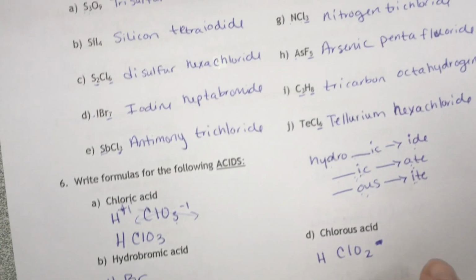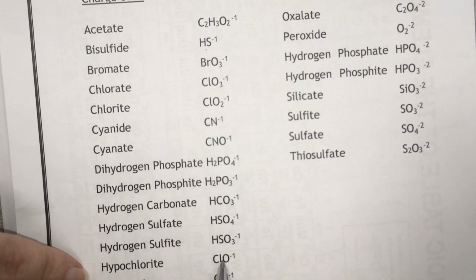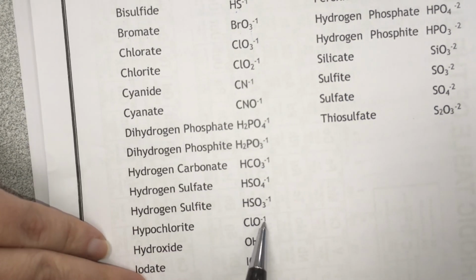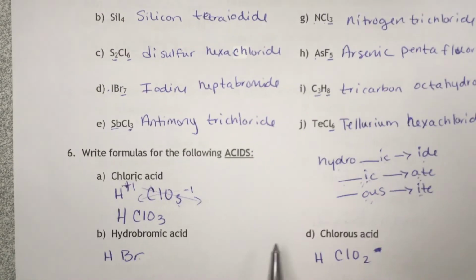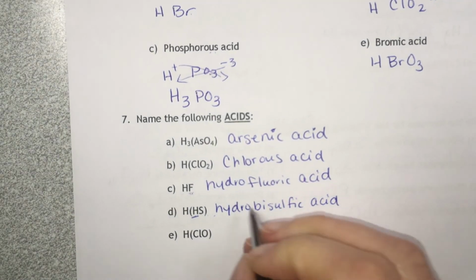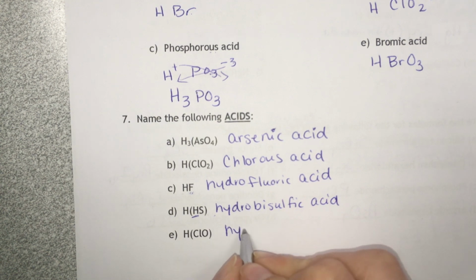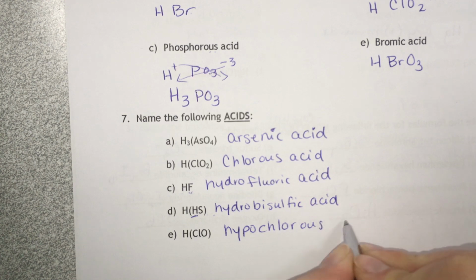HClO, okay, so I just need to find ClO right here. And that was hypochlorite. So the ending was ite. We need to change it to ous, whatever. Hypochlorous acid.